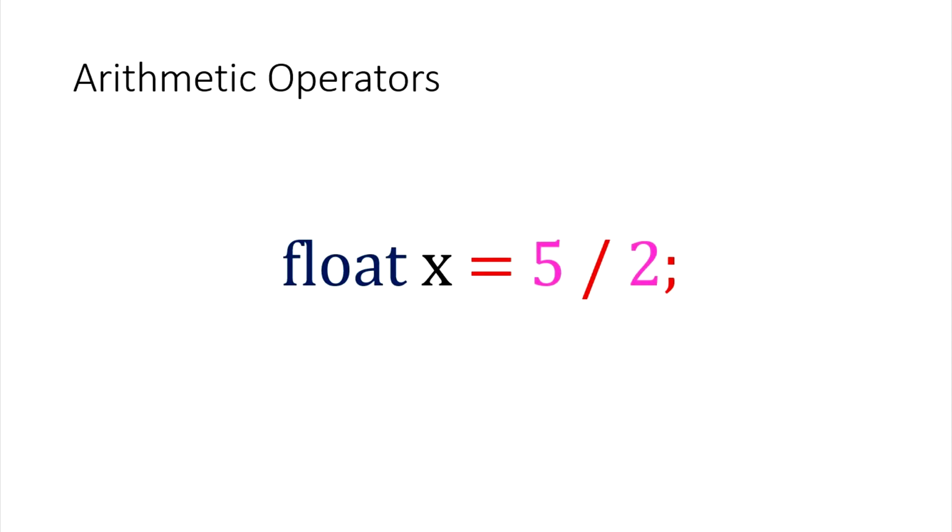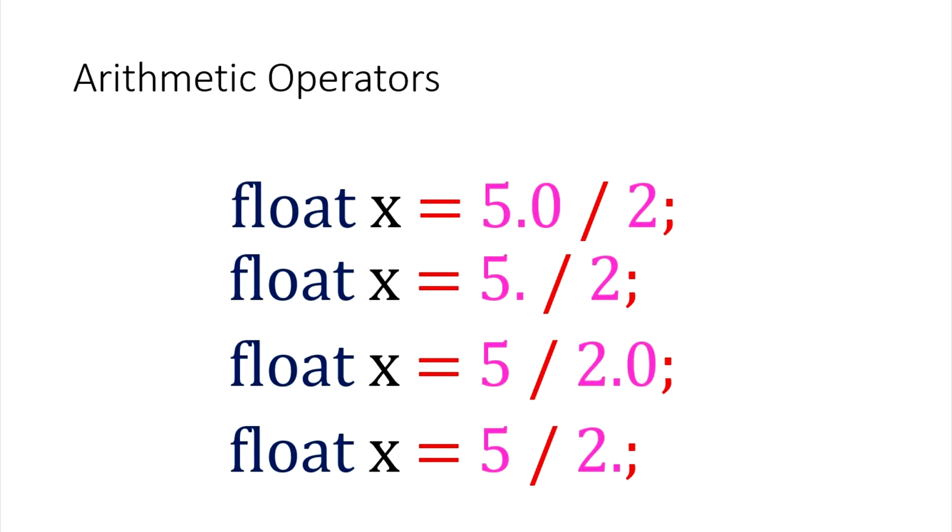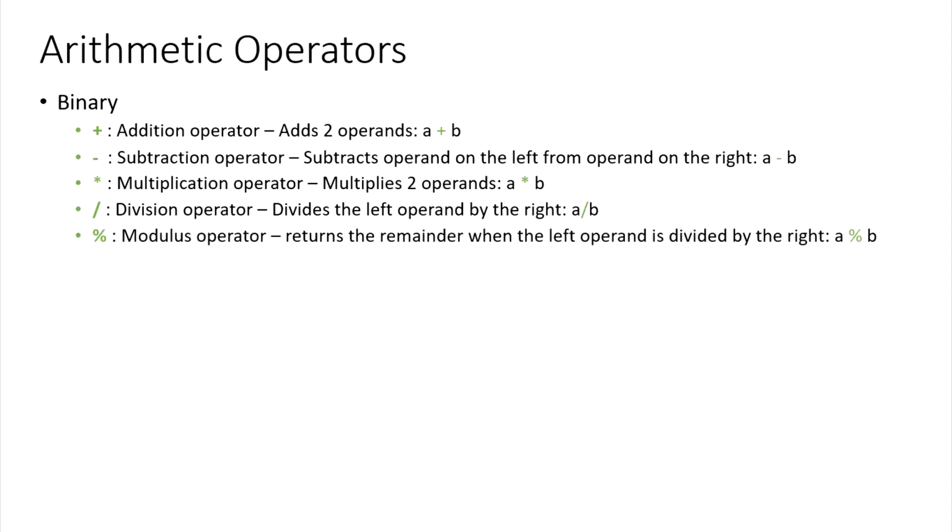If we were not expecting an integer operation and were expecting to get a 2.5 instead, we would need to convert one of the operands into a floating point variable. How do we do that? Well, just putting a decimal point on either of the values. Either having a 5.0 or a 5 point is both valid, and telling the compiler that this number is a floating point number.